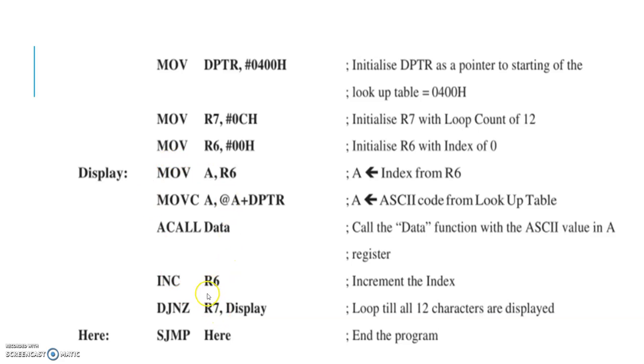So R7 is decremented by 1, that means initially it is 12, now it's decremented to 11, and then jump to display. Till it becomes 0, that means the loop will be executed 12 times, then all the characters will be displayed. And next, jump here, that stops the program.